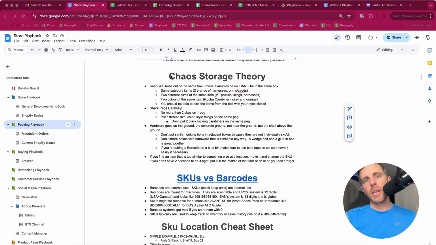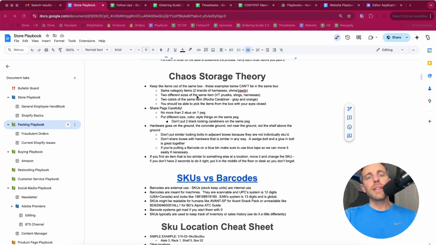Now, every video I make here on the behind the scenes channel is bullet pointed in our playbook, which is our SOP. The theory is you want to keep like items out of the same box, and these examples below can't be in the same box. You don't want the same category items, so you don't want two types of harnesses in the same box. You don't want an Ohm and a Z in the same box. If you have two blue 70 meter ropes in the same cubby, you just don't want that.